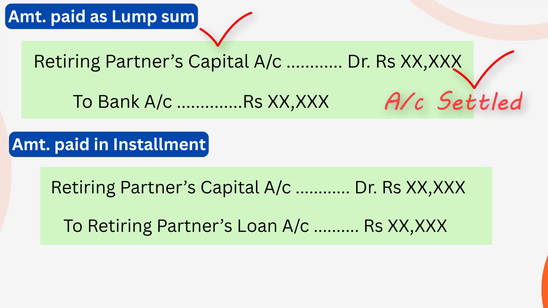Now, the second case that may arise here could be that the firm is not able to pay the retiring partner's entire amount and wants to pay it in installments. What would happen in this case? In this case, the amount payable is converted into a loan that is to be paid later. The journal entry for this would look like this, which tells us the retiring partner still has to be paid. Since the firm can't pay now, the amount is moved from capital account to loan account. The firm will pay this loan over time.